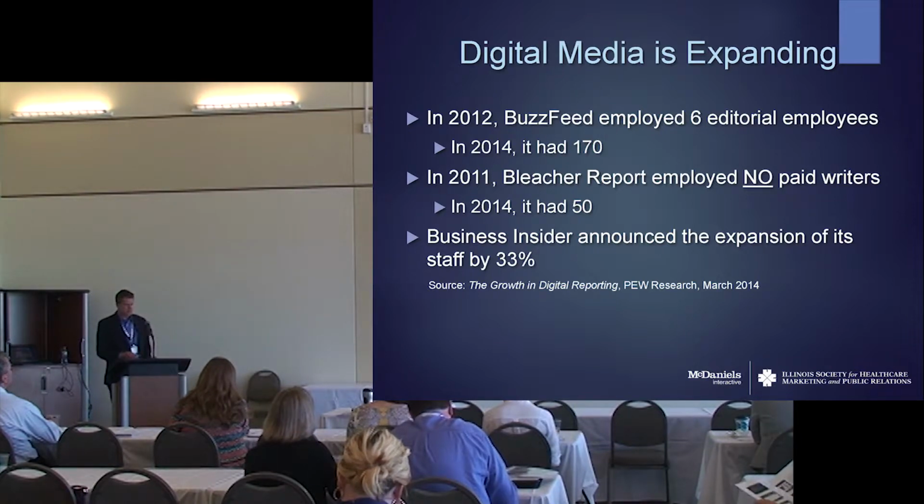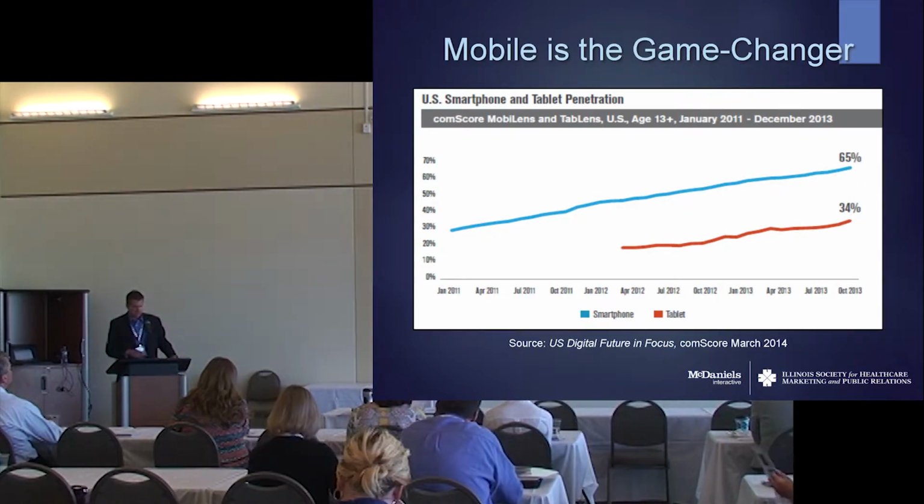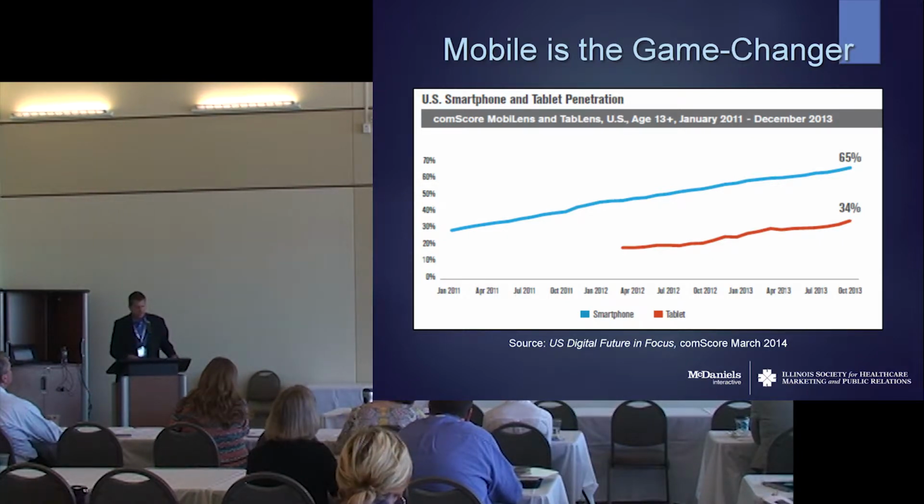That means we need to shift to these types of media as well. And then mobile, of course, that's a no-brainer. We know that's a game changer. You have 65% of the people in the U.S. now who own a smartphone, or a tablet, 34% with tablets.